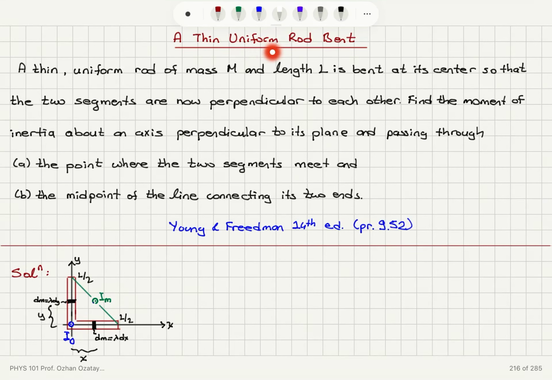A thin uniform rod bent. A thin uniform rod of mass capital M and length capital L is bent at its center so that the two segments are now perpendicular to each other. Find the moment of inertia about an axis perpendicular to its plane and passing through part A, the point where the two segments meet, and point B, the midpoint of the line connecting its two ends.